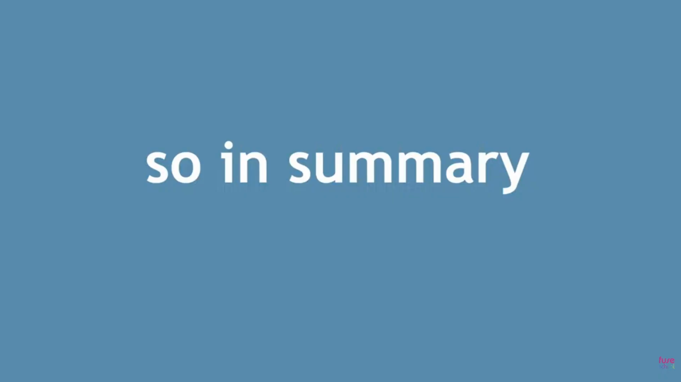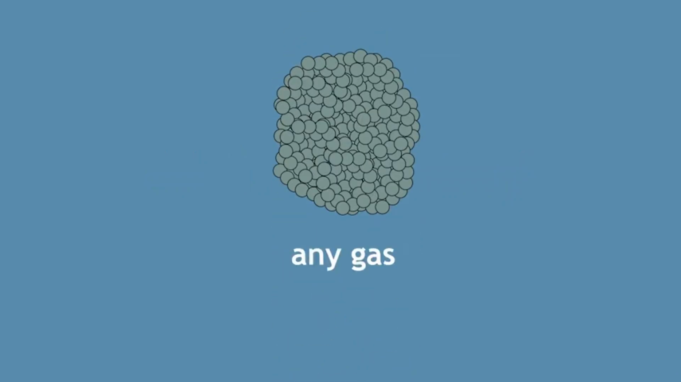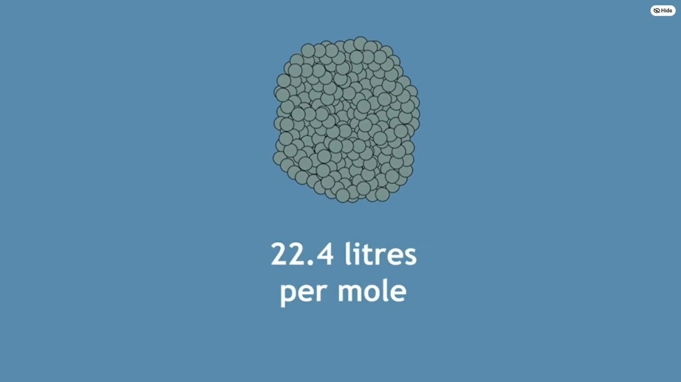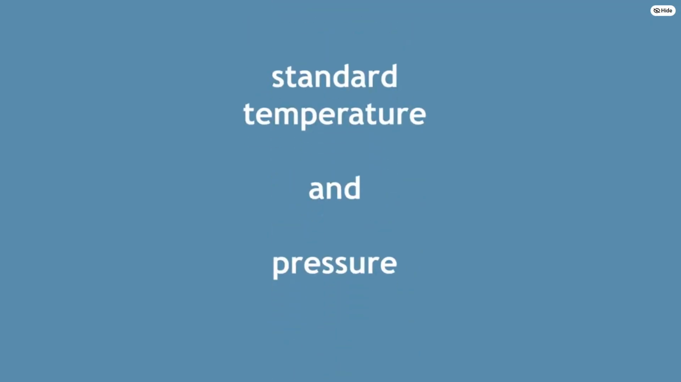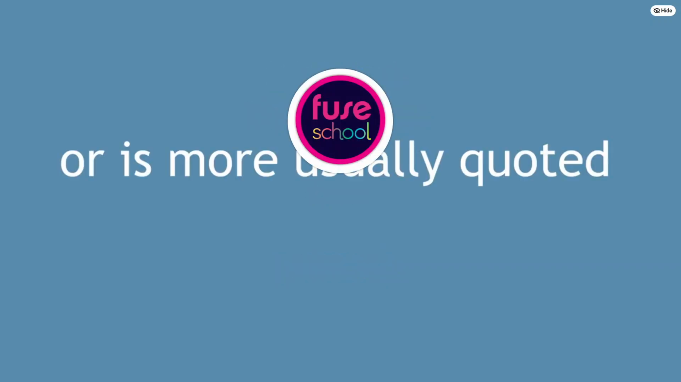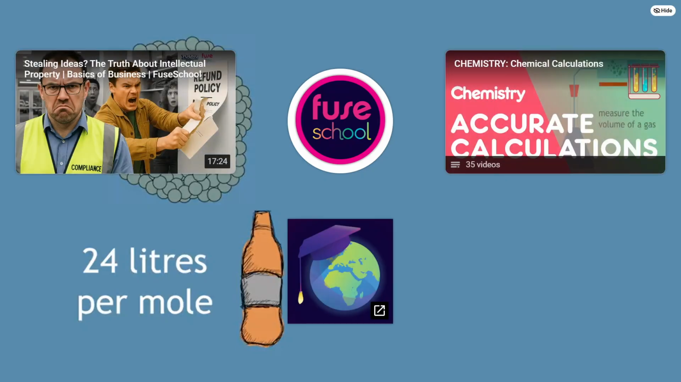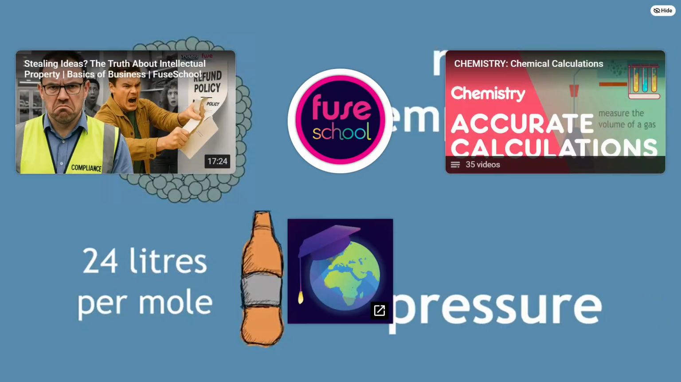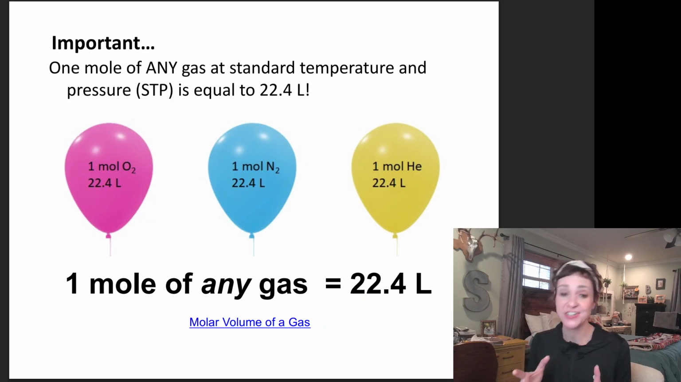So, in summary, 1 mole of any gas is always approximately 22.4 litres per mole when measured at standard temperature and pressure, or is more usually quoted as 24 litres per mole when measured at room temperature and pressure. So that's the gist of where we're going with these gases here. 1 mole of any gas at STP will have a volume of 22.4.